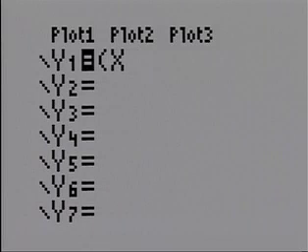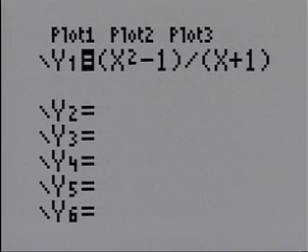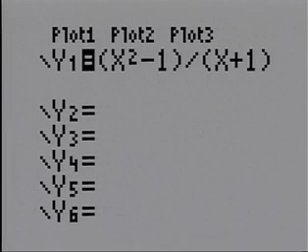Let's look at b. Again, we go to our graphing calculator, and then we type in x squared minus 1 divided by the group x plus 1. When we graph that, we get this straight line here. So this is a linear function.